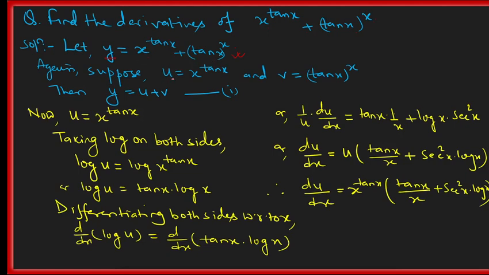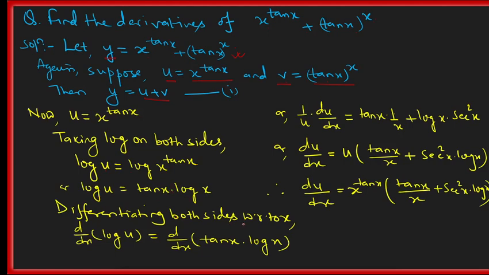That's why let's suppose first one is u, x to the power 10x, and second one is v, 10x to the power x, because separately we can find the derivative of these two terms, then we can add at the final. That's why y becomes u plus v. What is u? X to the power 10x, and what is v? 10 to the power x. Now taking first u equal x to the power 10x, taking log on both sides, log u equal to log x to the power 10x, or 10x times log x.